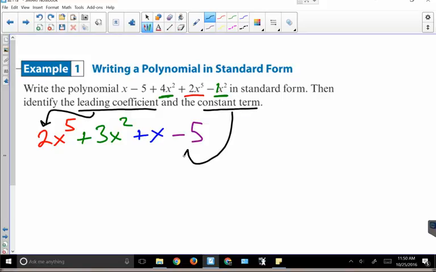Constant term is right here, which is negative 5. So we've got to keep the signs with things, but it's just simply putting them in order, descending order of the exponents. Seem easy enough? On the surface, right? Okay, let's look at this.